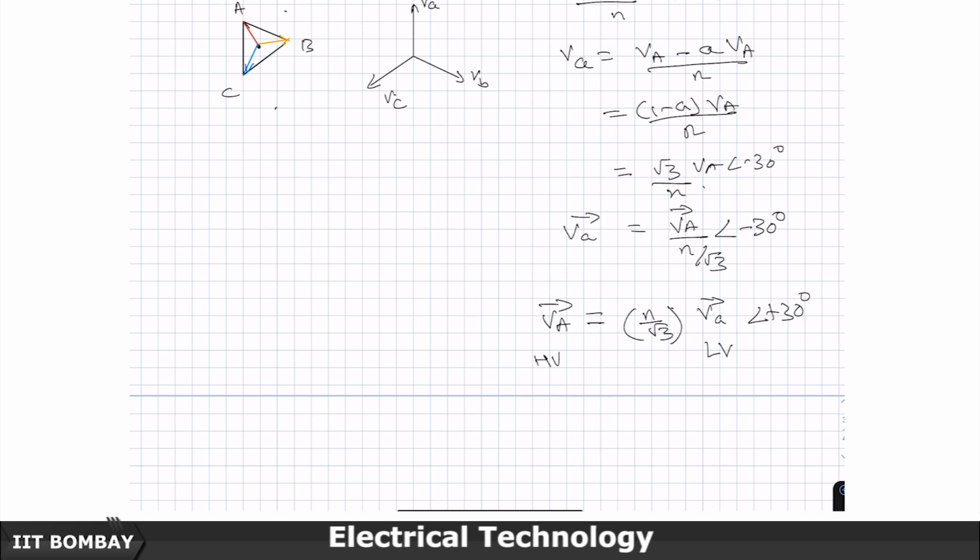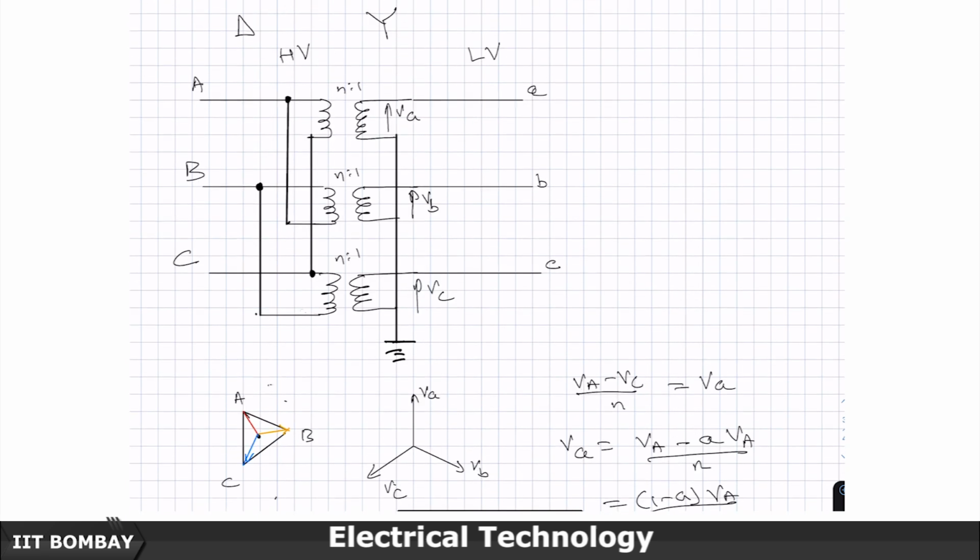So, what do we come to the conclusion? In this case, the phase to neutral on one side and the phase to neutral on the other side are, earlier it was root 3 N, now it is N by root 3, and even now the voltage on the HV side phase to neutral leads the voltage phase to neutral on the LV side by 30 degrees.